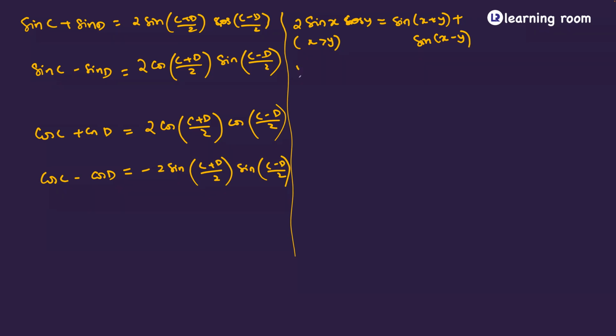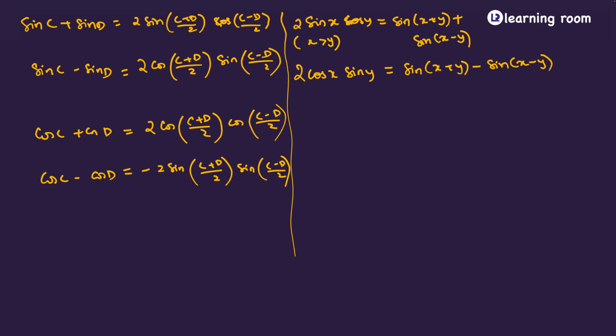Okay. Similarly, if I have 2 cos x sine y, I will always write the bigger angle first. So 2 cos x sine y. How can I obtain this? I'll obtain it using sine of x plus y minus sine of x minus y. So basically, you remember the very first formula, sine of a plus b. That's the logic I'm using. Sine of a plus b is sine a cos b plus cos a sine b. Sine of a minus b is sine a cos b minus cos a sine b. So sine a cos b will get cancelled. That is why I'm getting this.